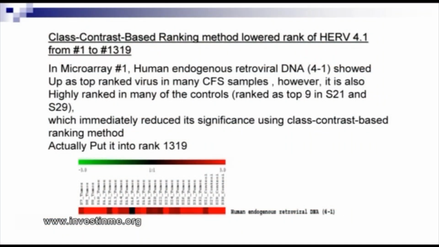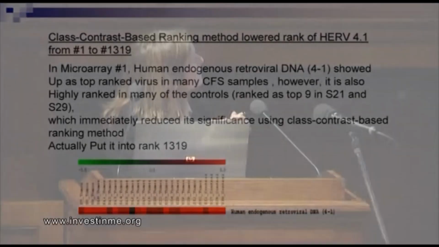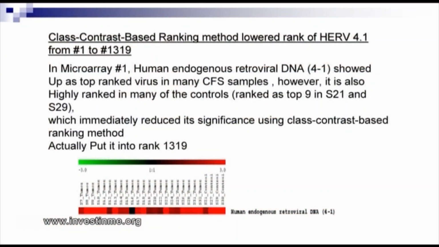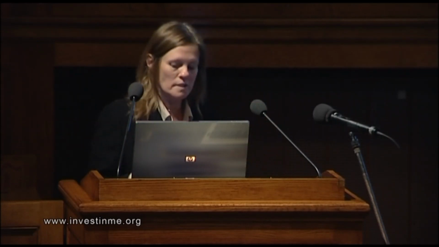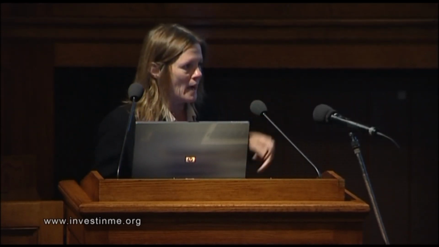If you take it then and do the class contrast data analysis that I showed you, it ranked much lower. In the first experiment we did, it ranked very highly, as I just said. But because in the control samples it also ranked highly, it was in the top 9 in the controls as well, which immediately reduced its significance to the disease causation using that class contrast method and put it at rank not in the top 9, but actually in the top 1,500, suggesting that as far as the disease is concerned, that wasn't the issue there.